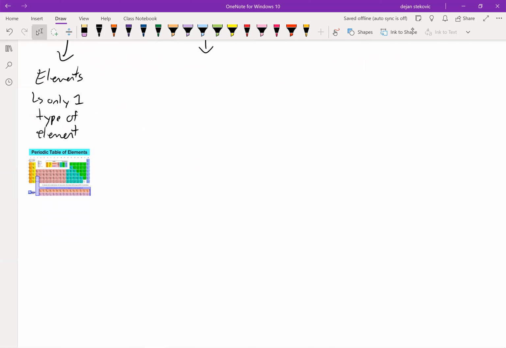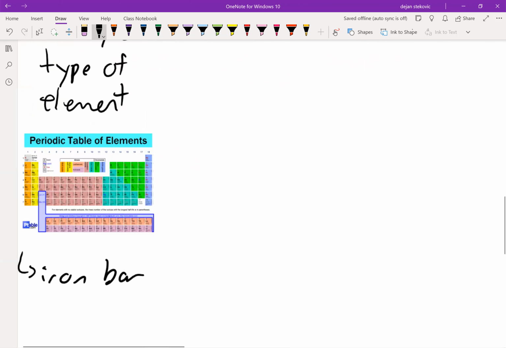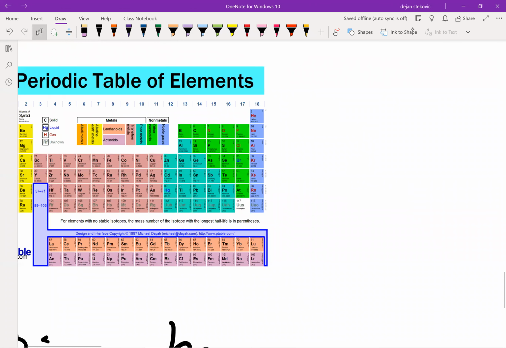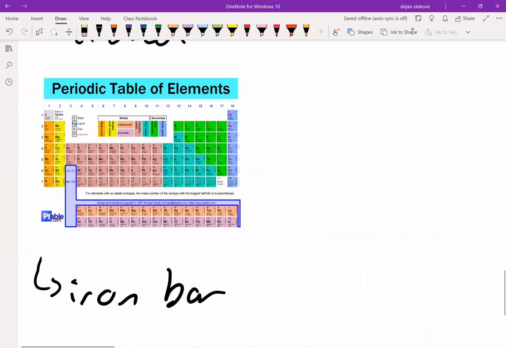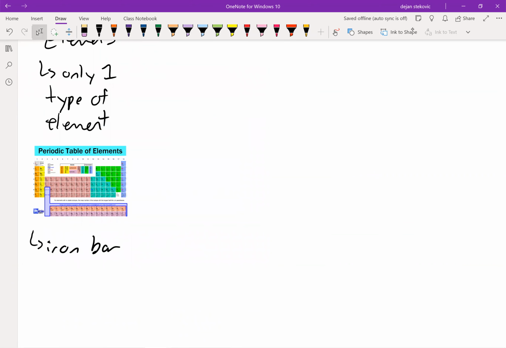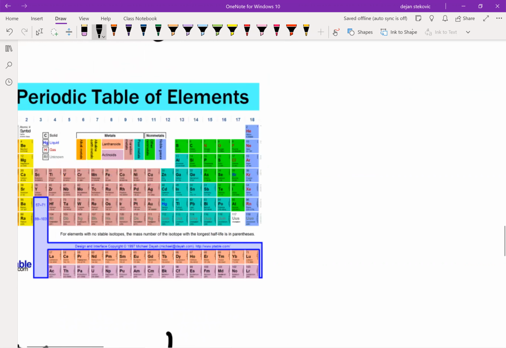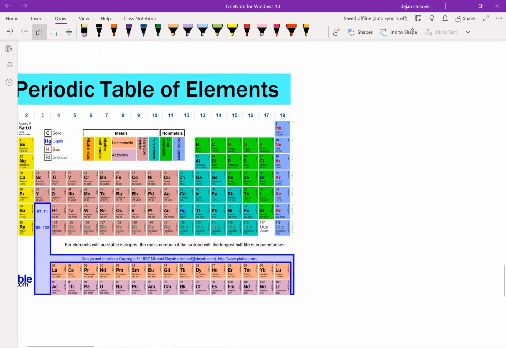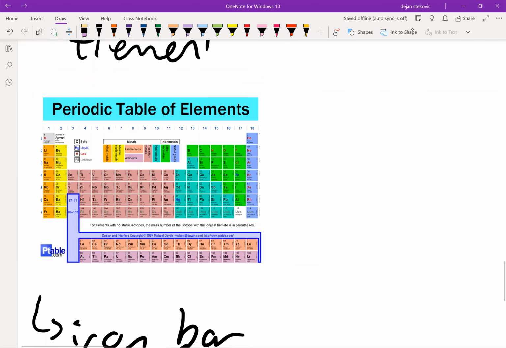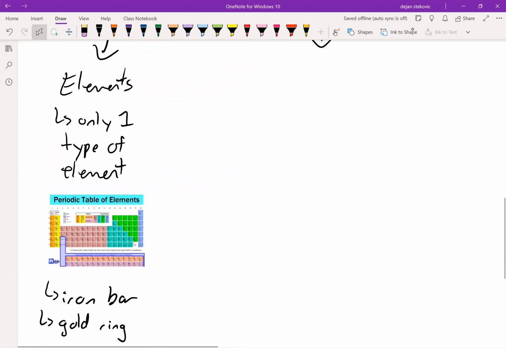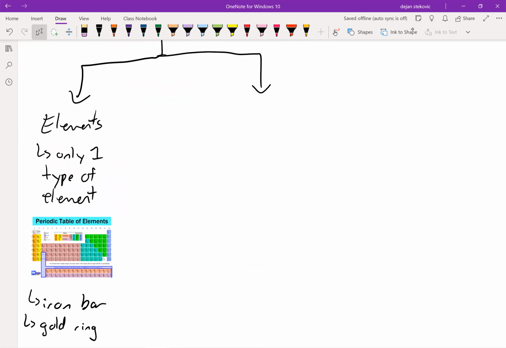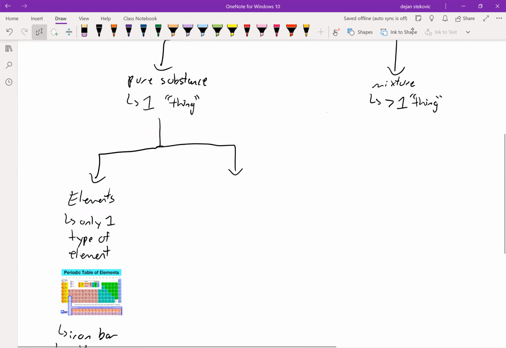So for example, an element could be something like an iron bar. If you have a bar that's purely iron, iron is indeed an element. We find it on our periodic table right there, called Fe. So that would be a pure substance that's an element, right? Another example would be a gold ring. Gold is also found on the periodic table. It's found as Au right there, a little bit of a weird one. Again, it's found on the periodic table, so it's an element.